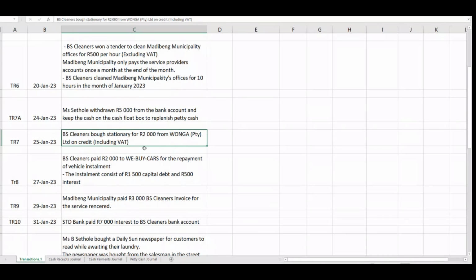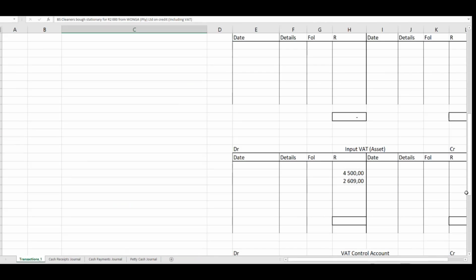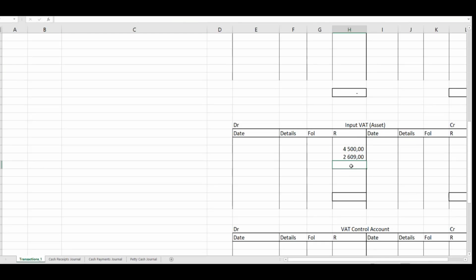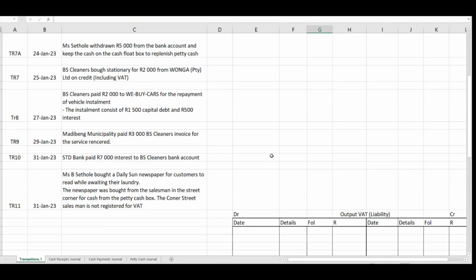The 2,000 rands includes VAT. What fraction are we using? Are we saying 2,000 times 15 divided by 115 or divided by 100? We are saying divide by 115 because it includes VAT. So 2,000 multiplied by 15 divided by 115. How much do you get there? I'm getting 260 rands and 87 cents, which means we are getting 261 rands. Yes, we're swallowing cents just for today. That was transaction number 7.